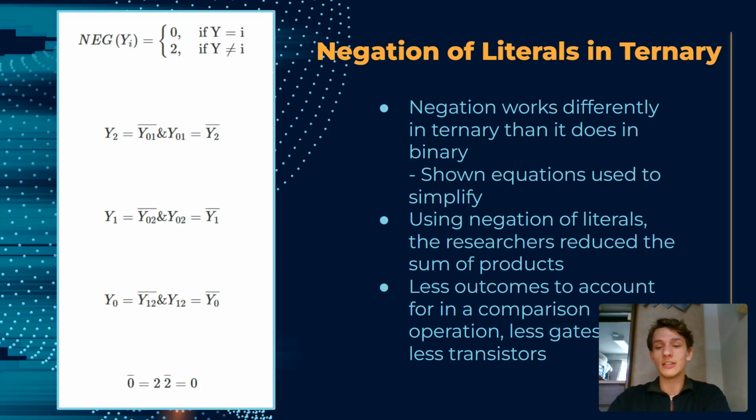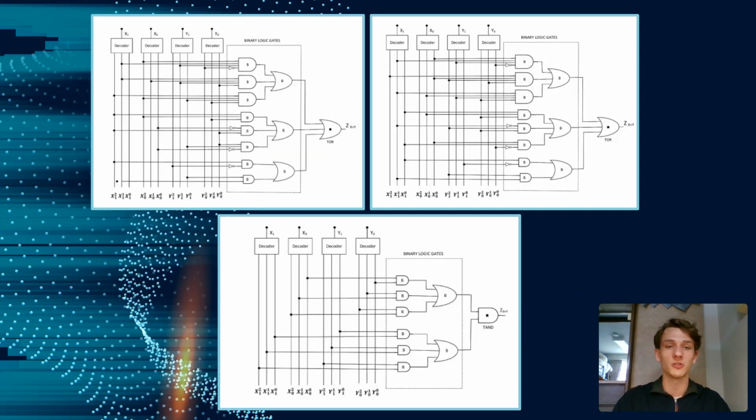But using the negation of literals, they were able to reduce sum of products, which means less outcomes to account for while creating these comparators, and that means less gates, less transistors, in a more efficient circuit. Here, the circuits they designed, they didn't actually create them physically, but they simulated them and they did work. You have greater than on the top left, on the top right you have less than, and on the bottom is equal to.